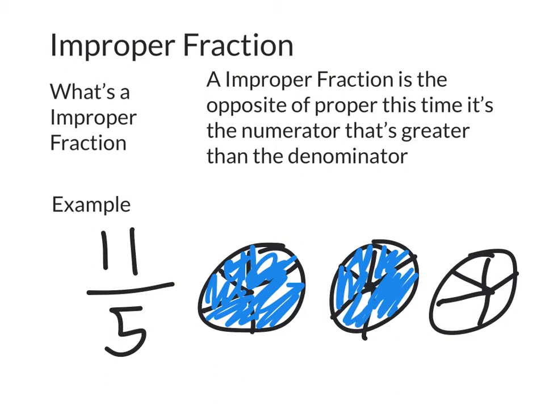I ran out of pieces again. But I'm at 10, which means I only need to color 1 piece from the last circle. 11. So, as I said, we need 5 pieces to make a whole. So, 1 whole plus another whole. And now we only have 1 piece colored in of the last circle. So, 1/5 of the circle is colored in.